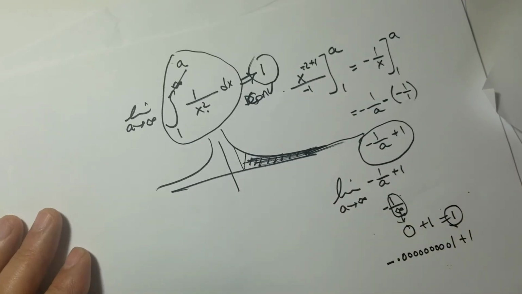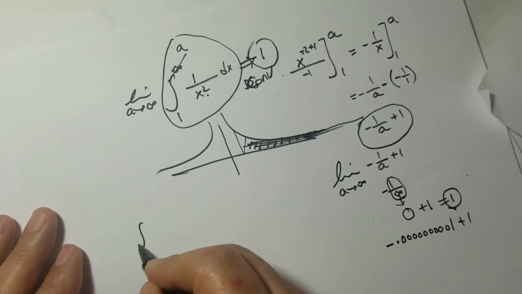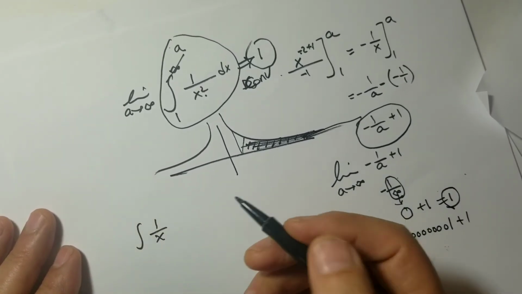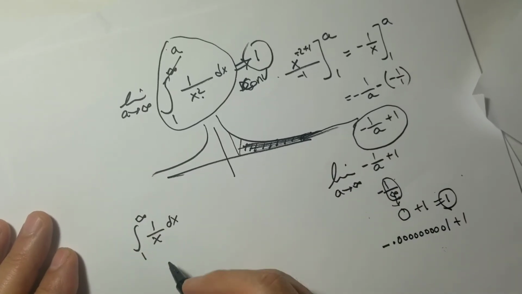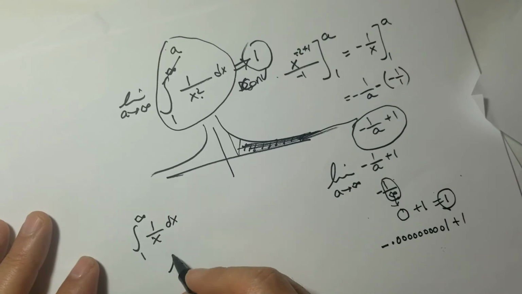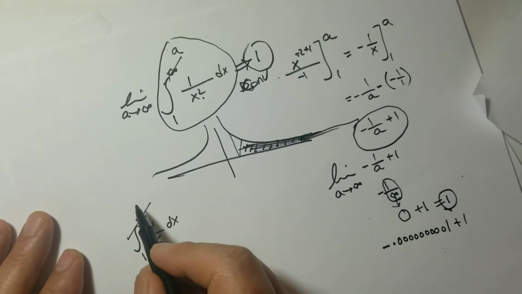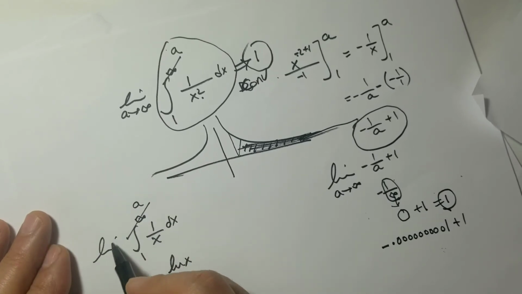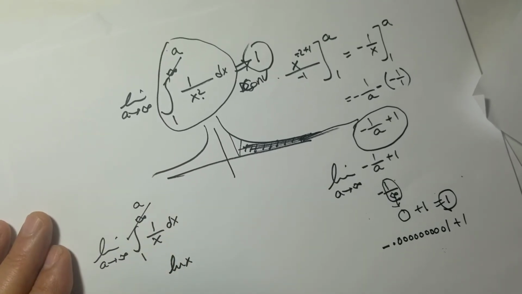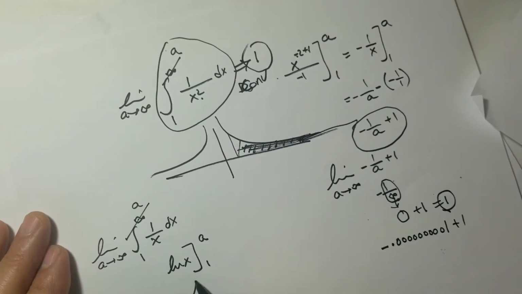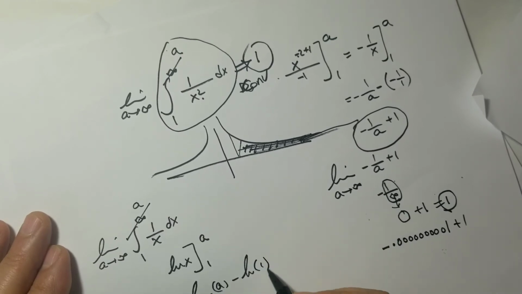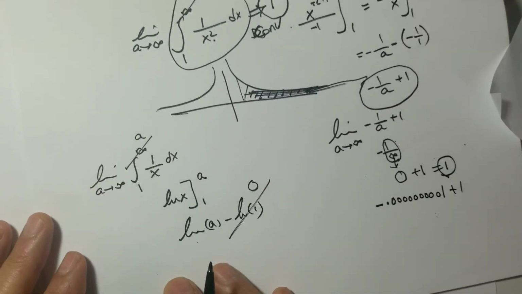Somebody said, okay, can you give me an example of one that diverges? I put 1 over x from 1 to infinity. And what function's derivative is 1 over x dx? It is the natural log of x. But you cannot have infinity. I'm going to call this one a, take the limit as a approaches infinity. And I'm going to write this one as 1 through a. Therefore, I'm going to say natural log of a minus natural log of 1. Natural log of 1 is 0.